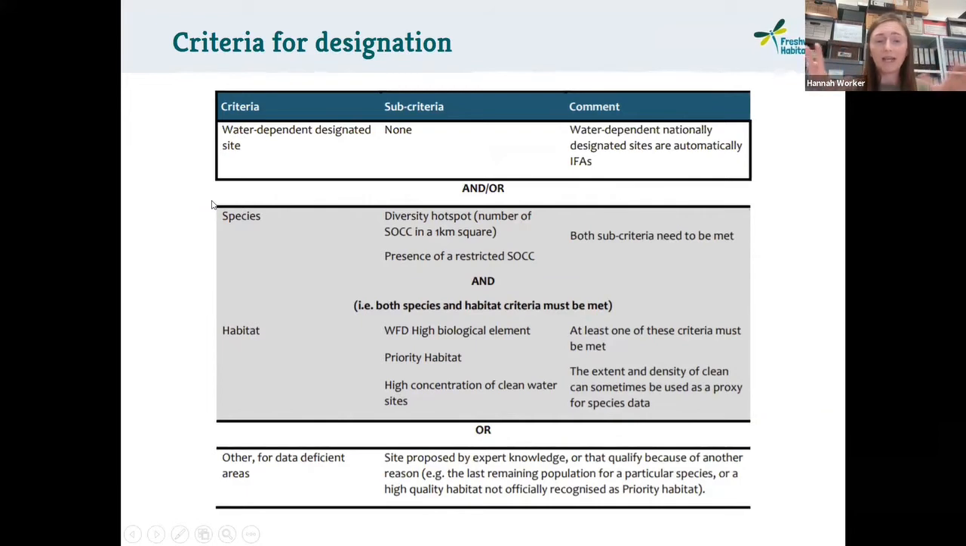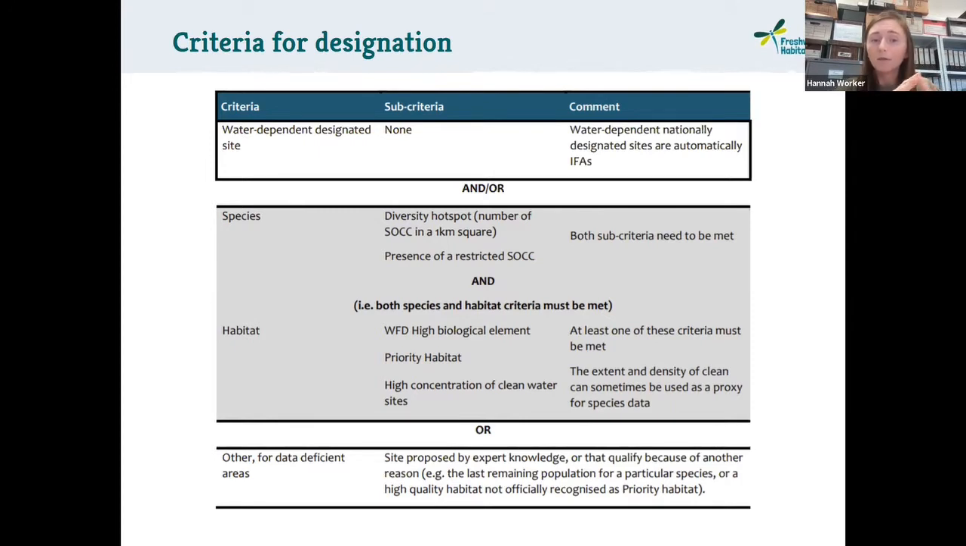So you basically add all this data in, and then do this sort of spatial analysis, and a lot comes down to interpretation as well, but there are set criteria that you work your way through to decide where you have these important freshwater areas. If there's a water dependent designated site, then that's automatically an IFA. So for instance, Spartum Fen as a SSSI automatically becomes an IFA. Where you have these diversity hotspots, where you have large numbers of species of conservation concern, and particularly the presence of restricted species of conservation concern. These are species that don't easily move across the landscape and are more at risk of local extinction.